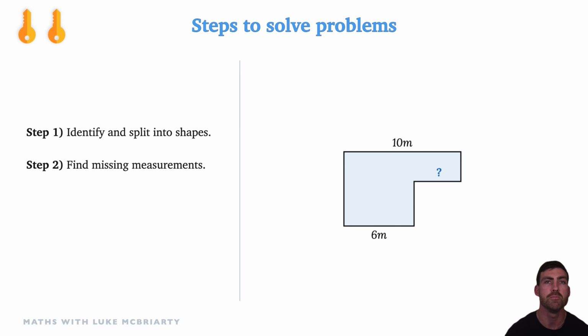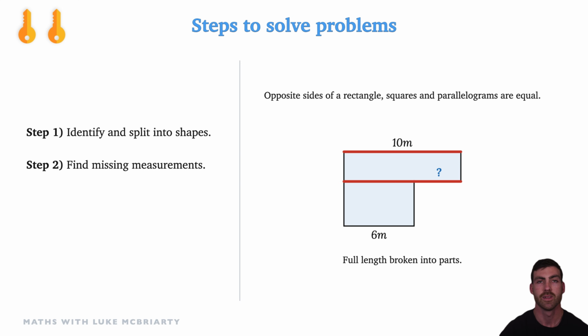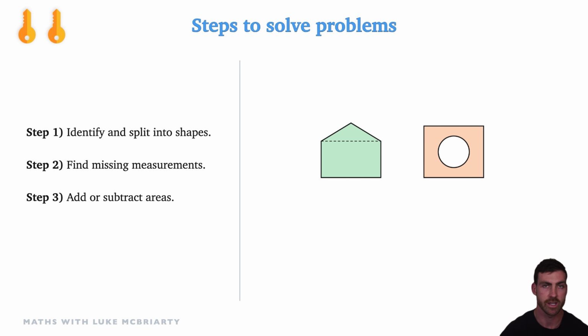Step 2, find missing measurements. This is where most students get stuck, but you already know how to do this. Use your shape properties. Common properties include opposite sides of rectangles, squares, and parallelograms are equal, and also full length of sides broken up into parts. This one is huge. So if this entire side is 10 and one section is 6, the missing part must be 4.